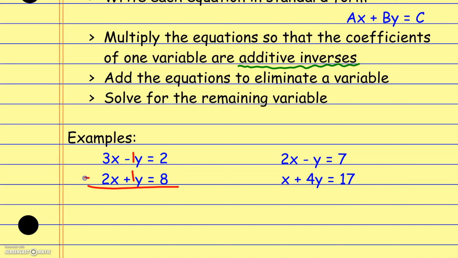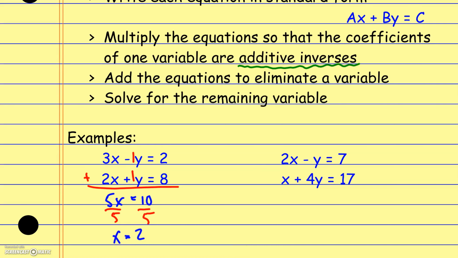So here I'm going to add these together. When I add them together, I end up with a 5x. Here the y's eliminate. They give me a 0. That's why it's called elimination. Over here, 2 plus 8 gives me a 10. And now I solve the equation that's left, 5x equals 10. I divide each side by the 5, and I find out that x equals 2.